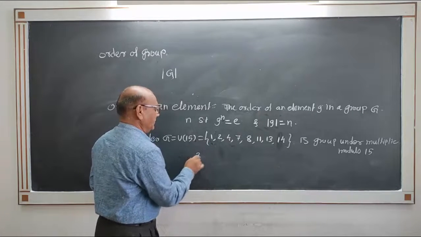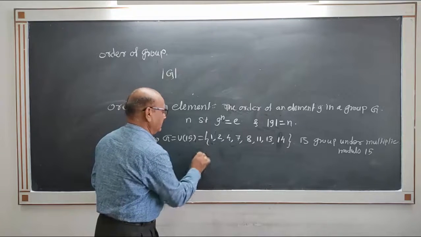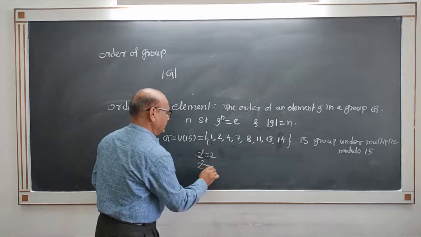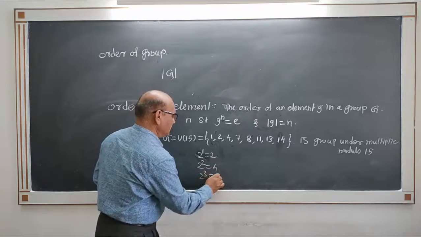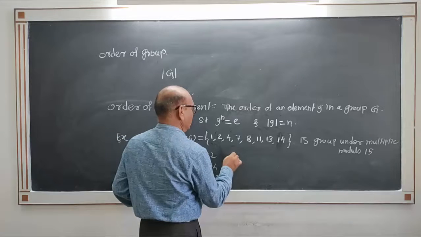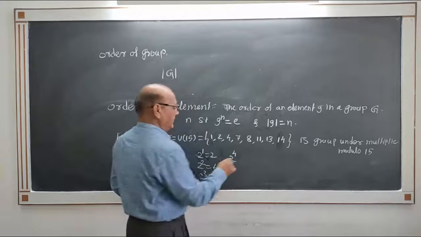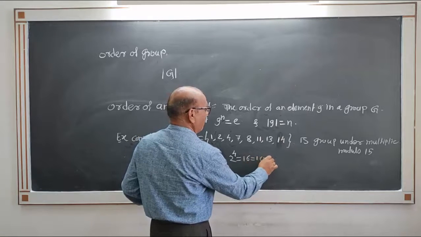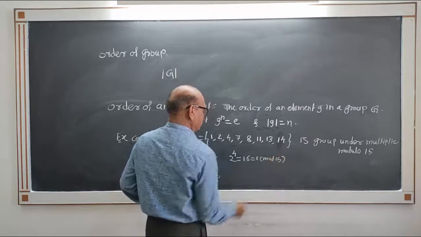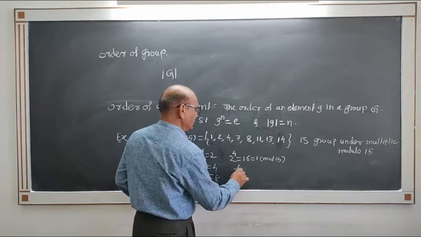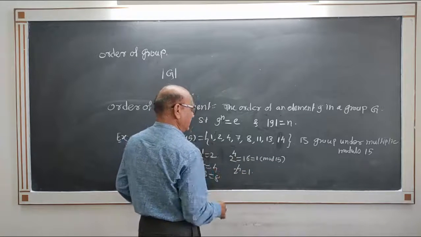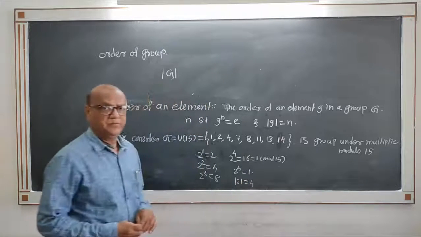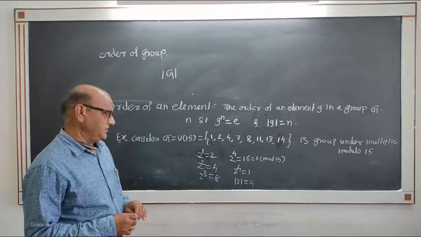Now here, order of 2. Here 2 raised to 1 is equal to 2, 2 square is equal to 4, 2 cube is equal to 8, 2 raised to 4 is equal to 16. 16 means 1 mod 15. So 2 to the 4 is equal to the identity, and so order of 2 is equal to 4.